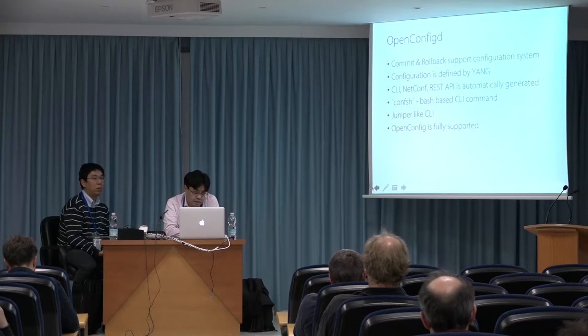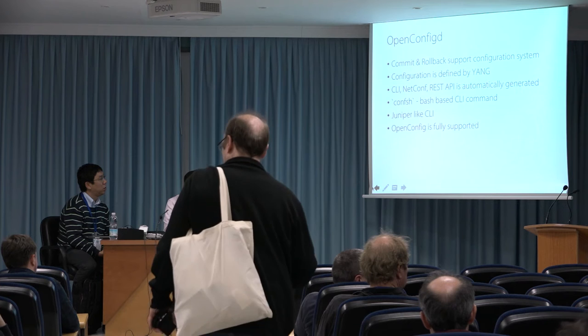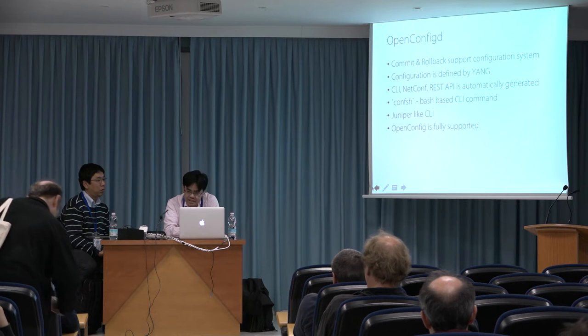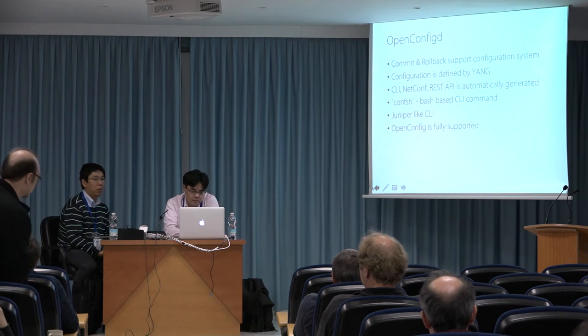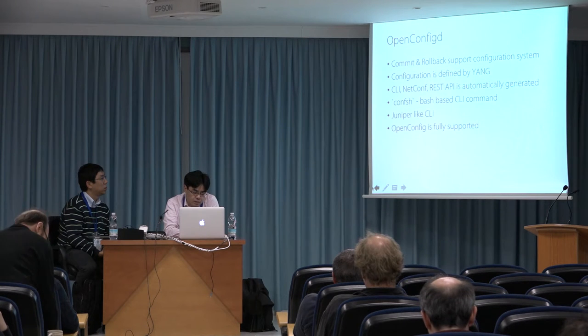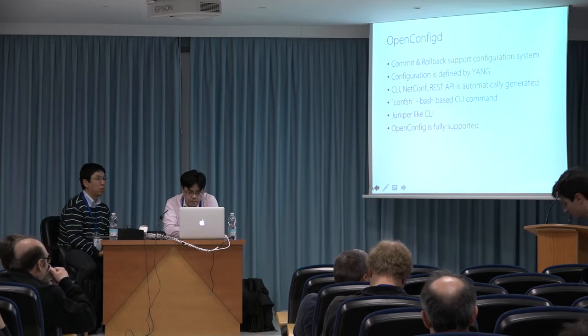The CLI is implemented based upon a bash implementation. We call it confshell. If you log in using the confshell, you can see a very Juniper-like CLI. You can configure set protocol BGP and so on, and you can also do commit and rollback. There's also an activity called OpenConfig, where many people are putting effort into defining general networking protocol configuration using YANG. Right now, this implementation has no issue reading the OpenConfig YANG definitions.